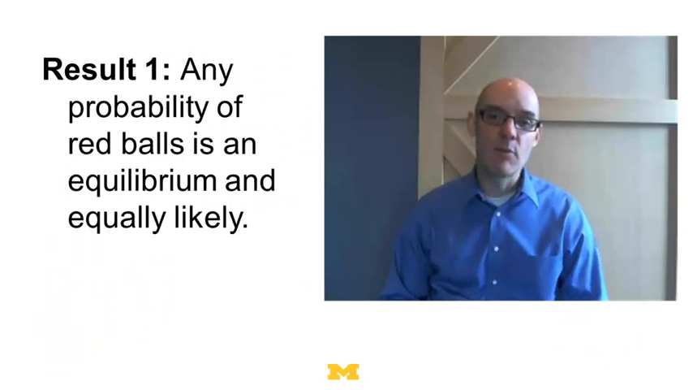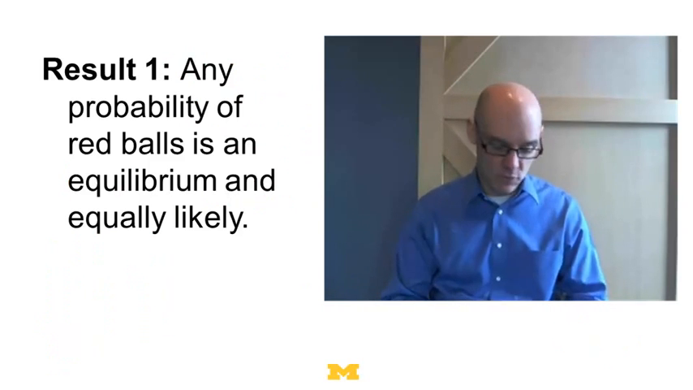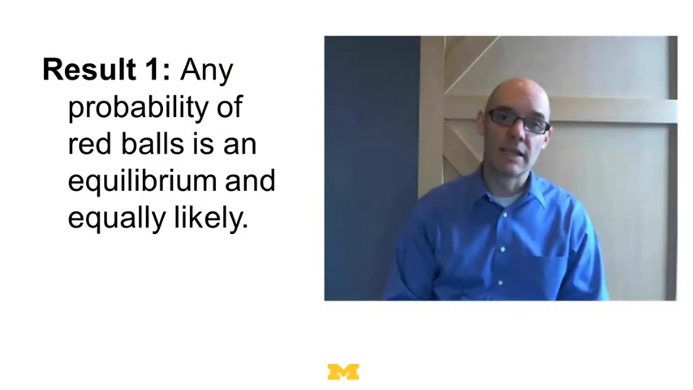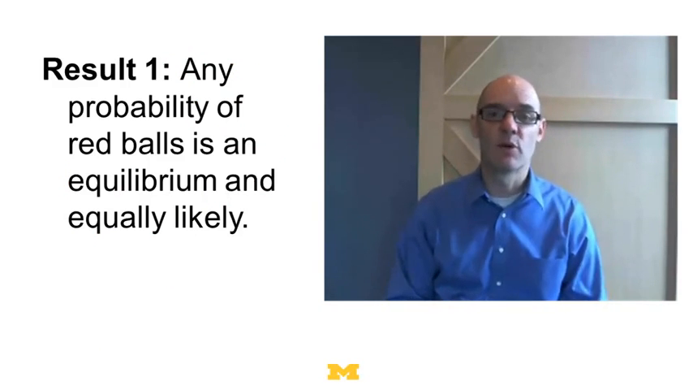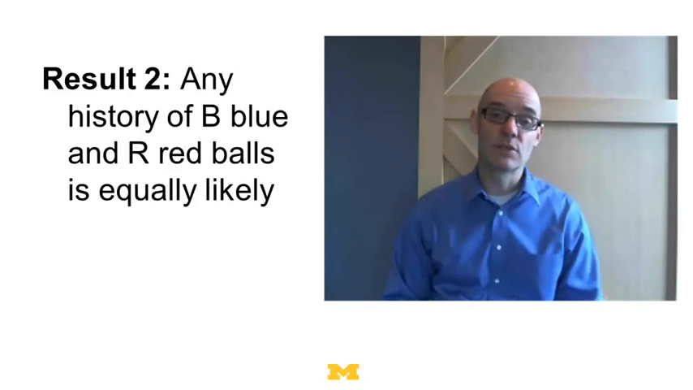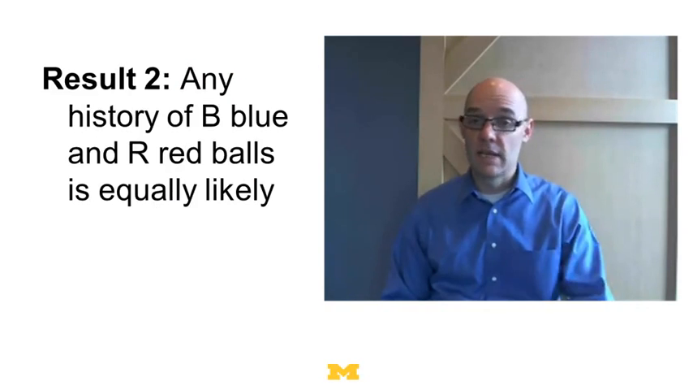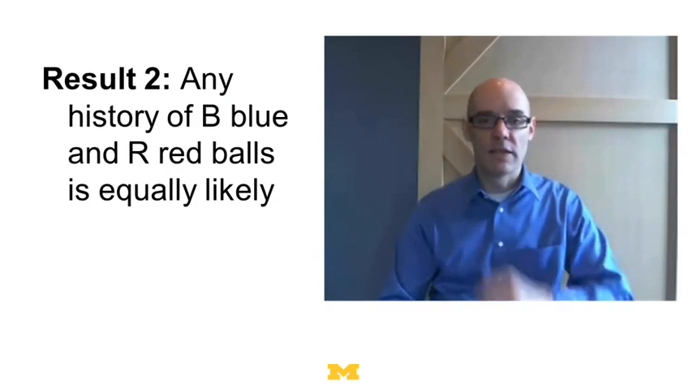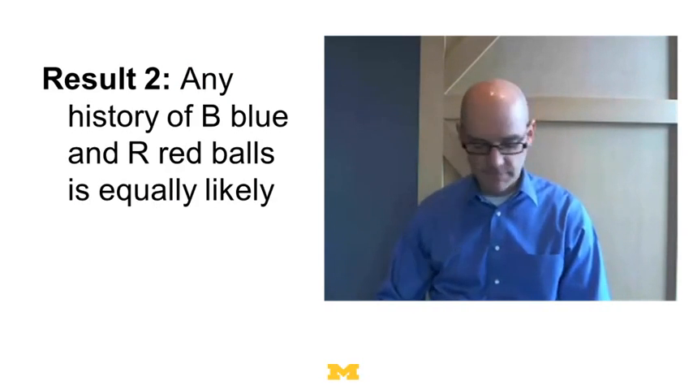We've proven that any probabilities of red balls is equally likely. Now, it's easy to show it's an equilibrium, but we've shown then that it's equally likely, which is sort of surprising, which is why the Polya process is so interesting, because it's highly path dependent. We also showed result 2, which says that if I've got 5 blue balls and 7 red balls, any order of getting those has the same probability.